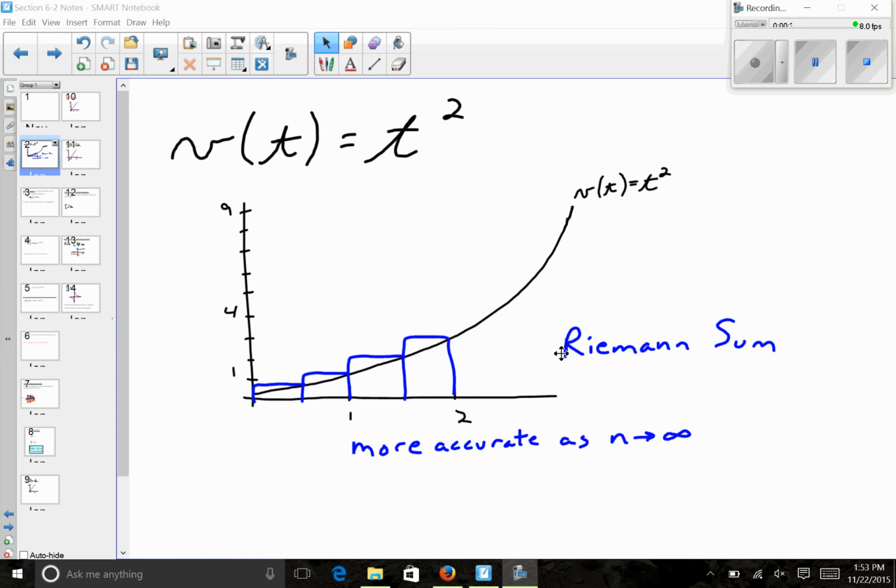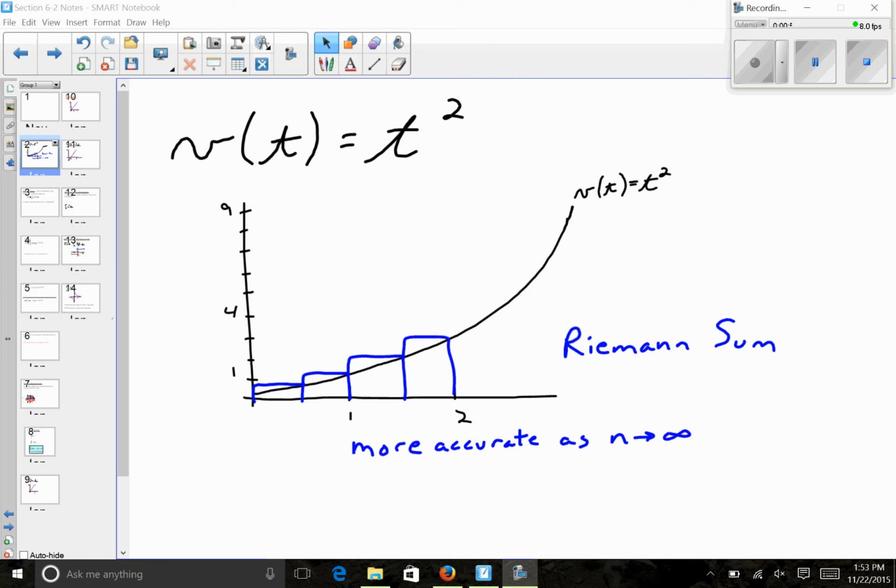It doesn't really matter what shape the area is that you're adding up. In RAM's case, we added up rectangles. So here we have right RAM, RRAM, and I can add up these areas to estimate the area between the x-axis and the curve of t squared. And we talked about in the last section that this gets more accurate as n, the number of rectangles, goes towards infinity.